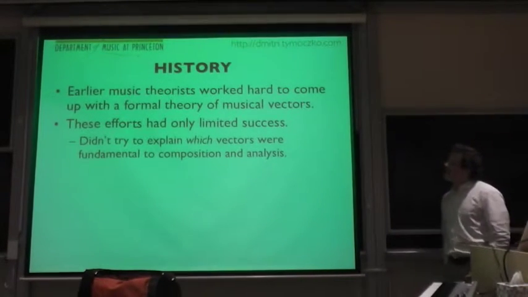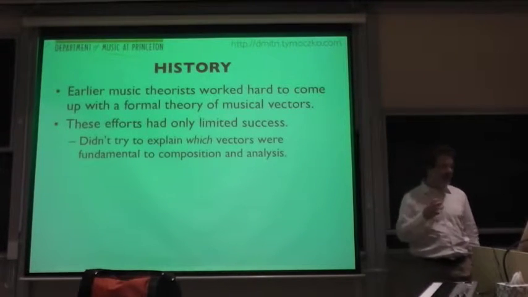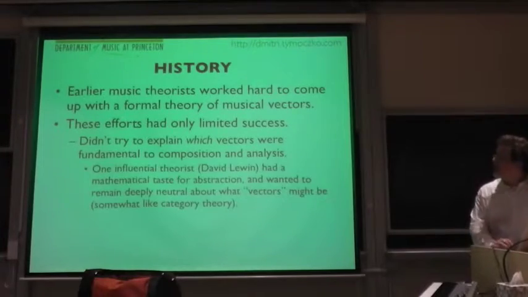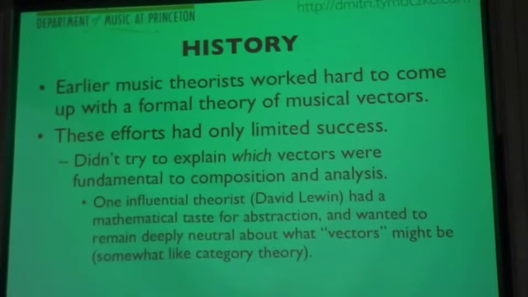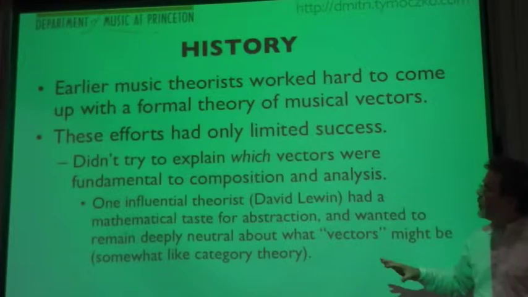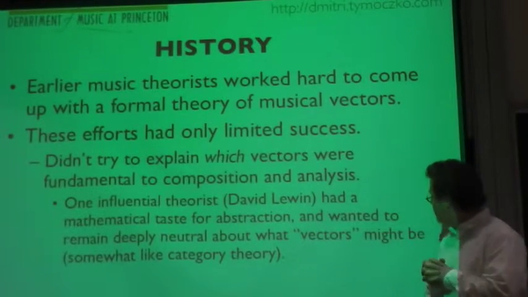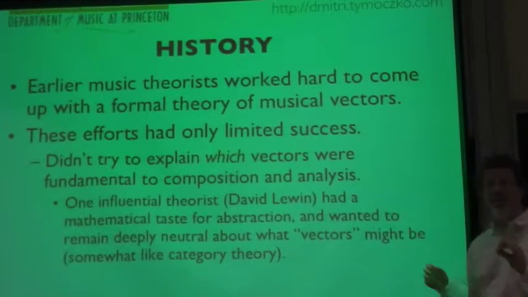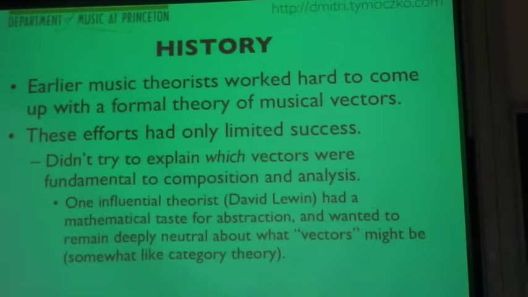And one interesting way in which musicians had a problem is that they didn't try to explain which musical vectors were fundamental to composition and analysis. Probably the most influential music theorist of the past 50 years is a teacher of mine named David Lewin, and he had a mathematical taste for abstraction and wanted to remain extremely neutral about what musical vectors might be. This is a little bit like category theory, is his conception of vectors.